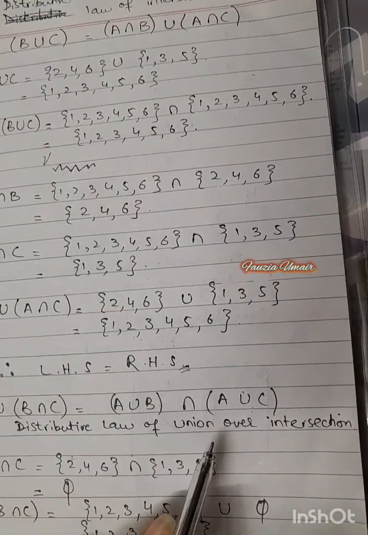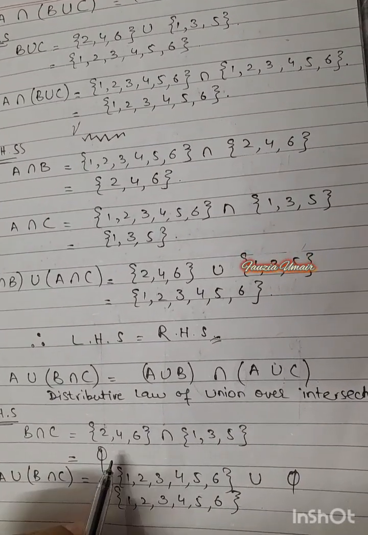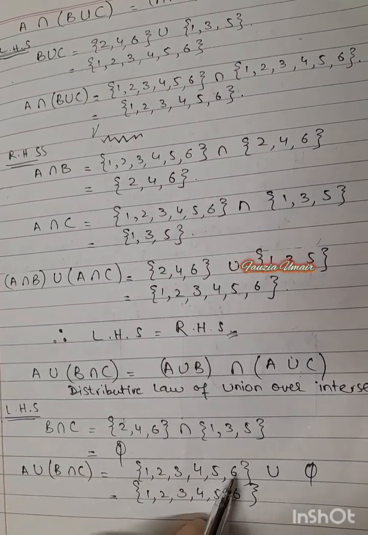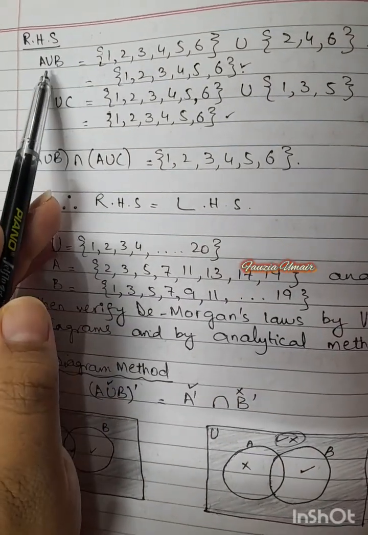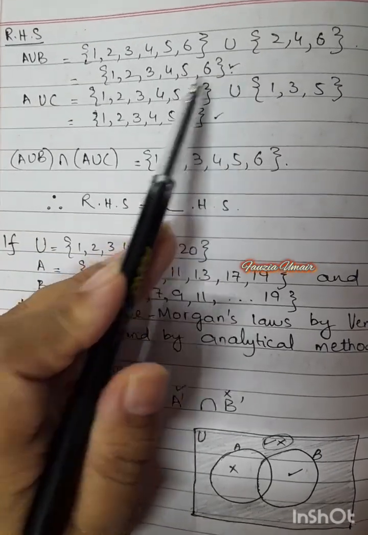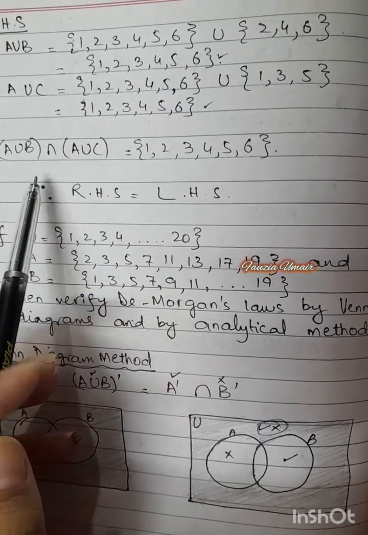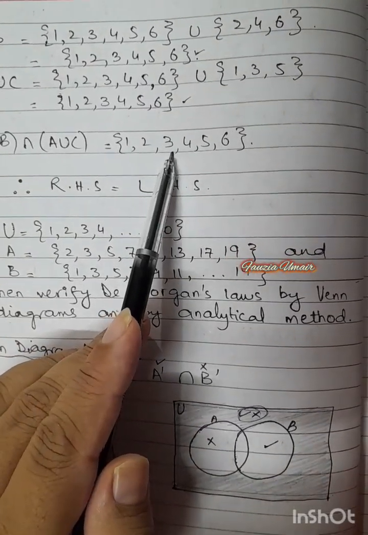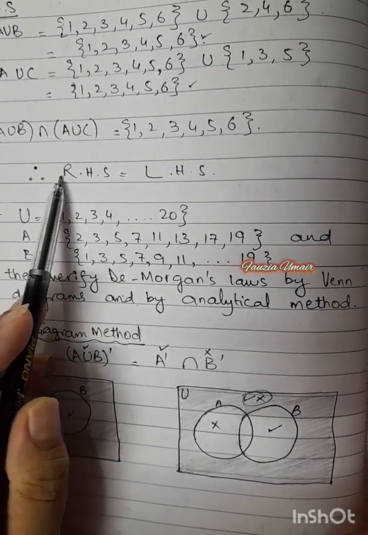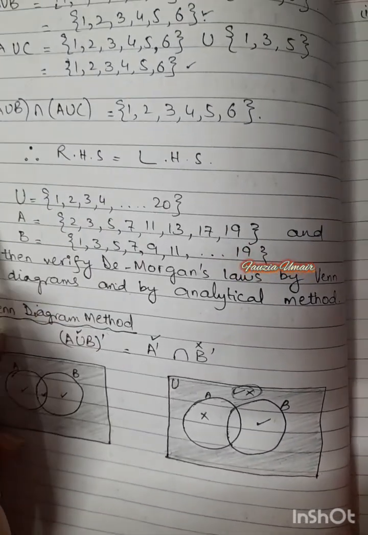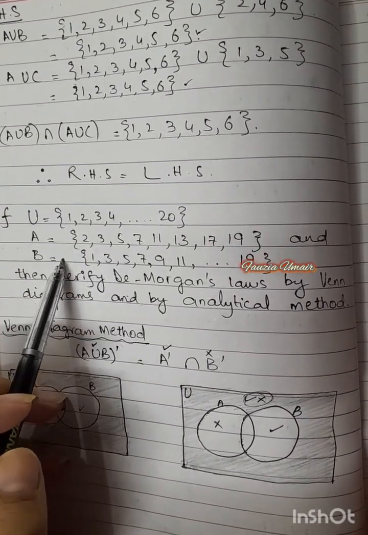So now you can take left hand side again, find B intersection C. So there is no common element, then A union would be definitely A. So right hand side now A union B. So this is set. So A union C, the same set A. So now intersection is again the complete set A. So it is same, left hand side is same as right hand side, hence verified. These 3 dots mean hence verified. Moving on to question number 8.